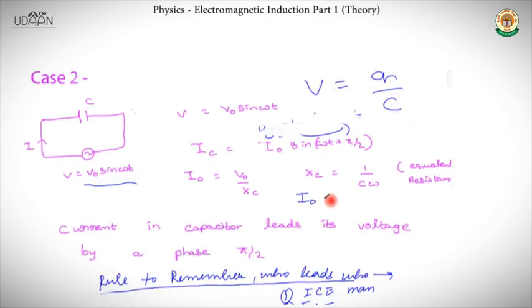And this I naught is nothing but V naught into C omega. That's right. We find that V is a function of sine, right? V is nothing but V naught into sin omega t. But we find IC is a function of sin(omega t plus pi by 2). So the phase of the voltage at any time would be omega t, but the phase of the current across the capacitor is omega t plus pi by 2. It leads the voltage across it by pi by 2.